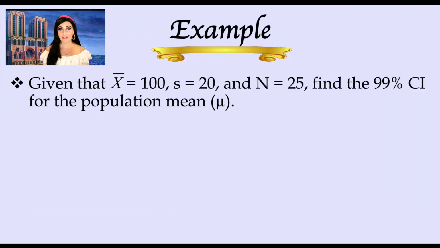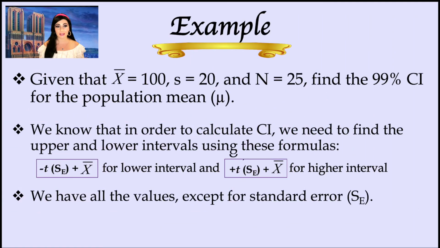intervals. Given that our sample mean is 100, standard deviation is 20, and n is 25, let's find the 99% confidence interval for the population mean. We know that in order to calculate confidence intervals, we need to find upper and lower intervals using the formula negative t times standard error plus the mean and positive t times standard error plus the mean. So we have all of these values given to us except for standard error.